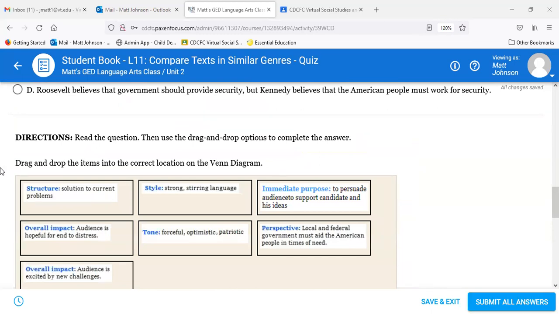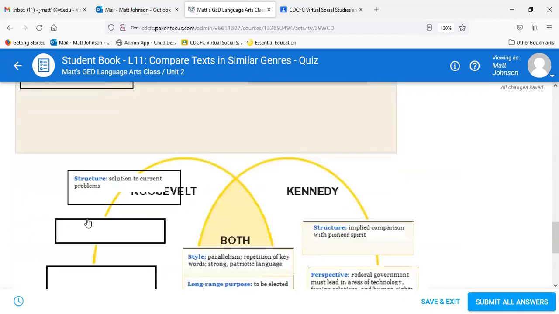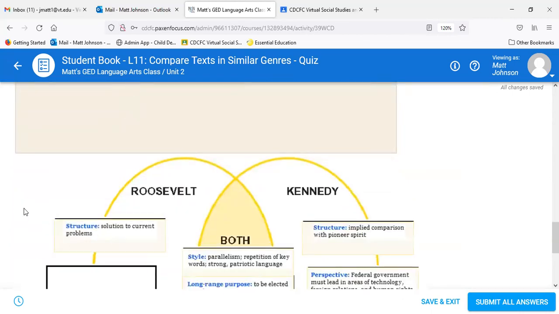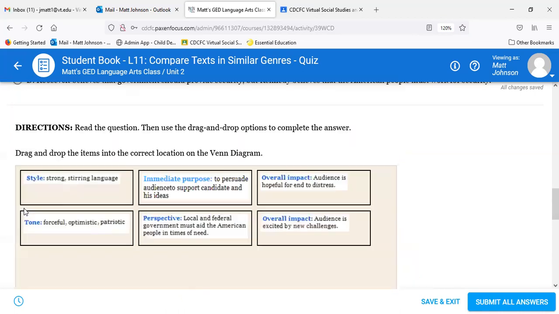Solution to current problems. Is that Roosevelt, Kennedy, or both? Roosevelt, yeah, solution to current problems, right? There is a sense of urgency during the Great Depression that things needed fixed. Kennedy, looking to the future, right? Roosevelt, more of a sense of urgency about the present.